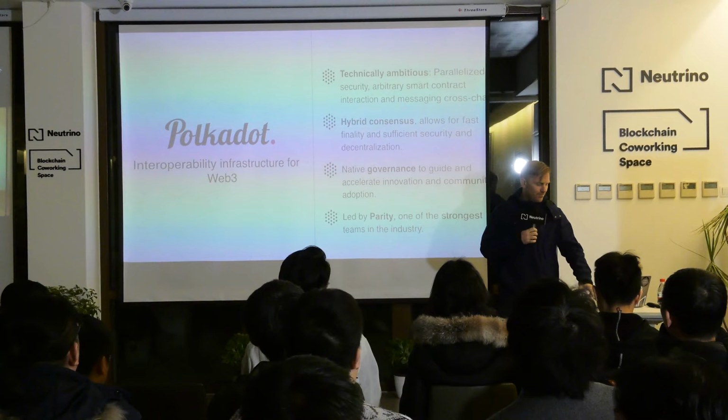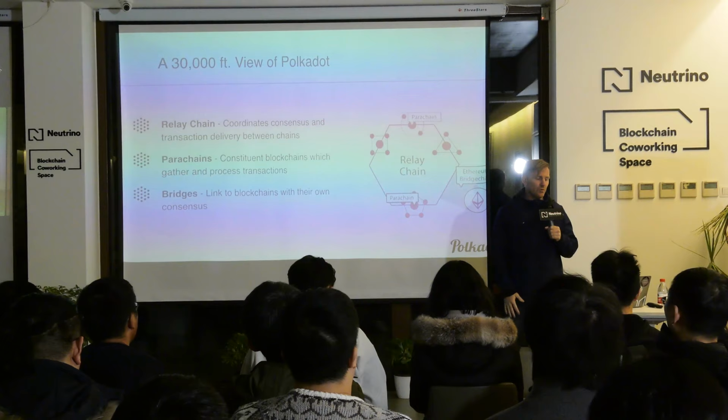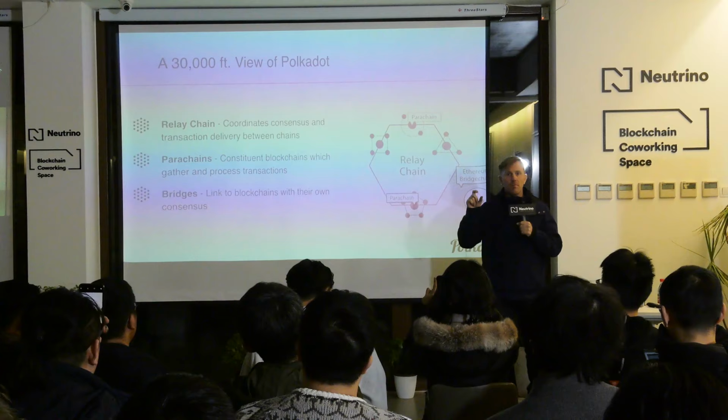A quick overview of Polkadot. So you've got a base relay chain that coordinates consensus and relays transactions between different chains. That relays those messages cross-chain. The different chains are known as parachains in Polkadot.